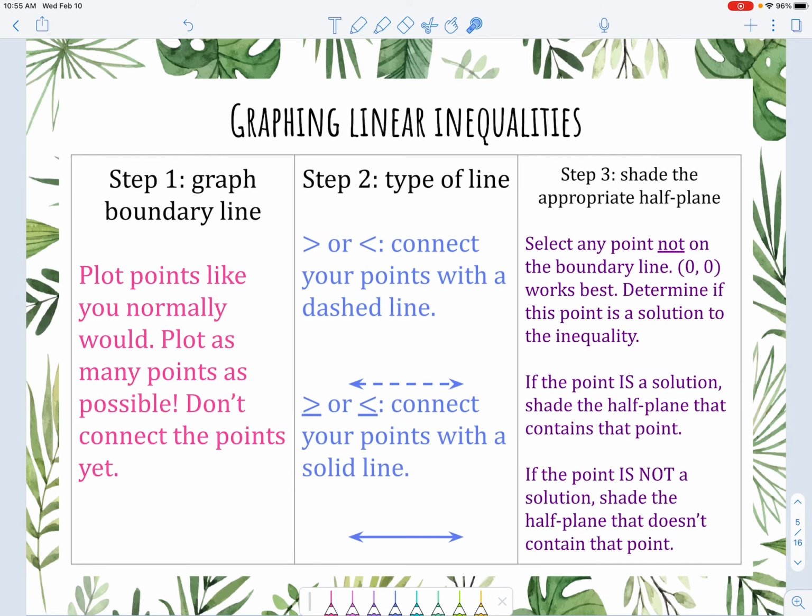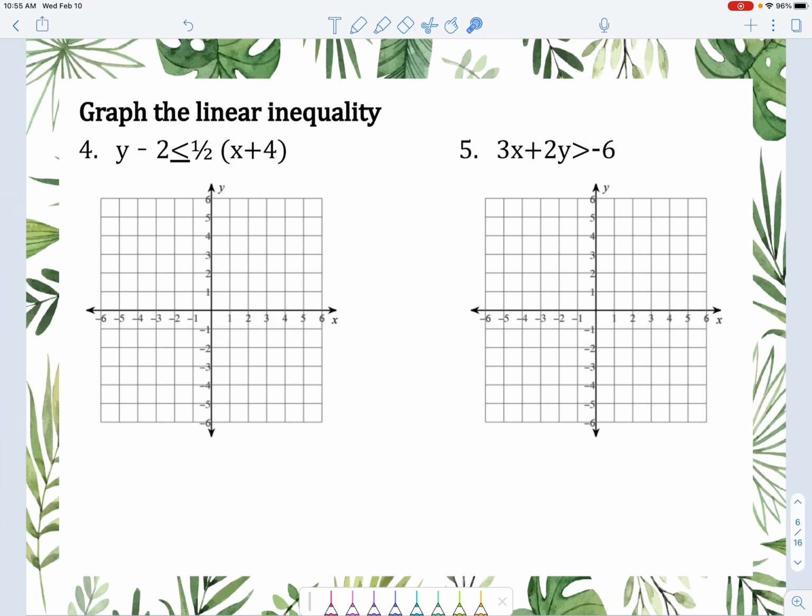Now, I just threw a lot of information at you, and you're probably not sure what a lot of it means. So let's put it to practice so that way you can understand it a little bit more. I'll do several graphs with you, and then I'll give you a few to try. The first thing that I need to determine is what form this inequality is in, because that's going to help me graph it. Well, this is in point slope form. That means that I have a slope of 1/2, and I also have a point at (-4, 2).